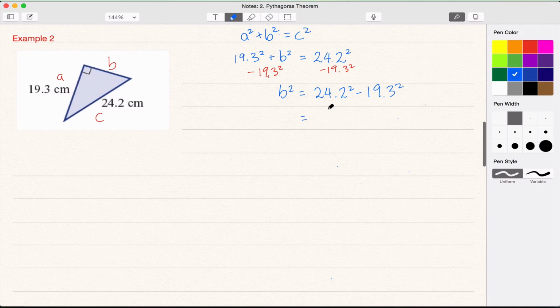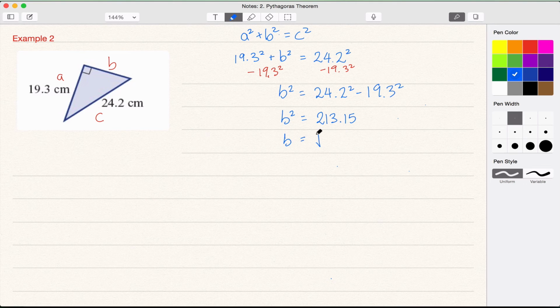We can do our next step, which is to calculate. So we throw this into the calculator and end up with this, which is still b squared. So our second last step is to square root this to get b by itself and get rid of this squared.